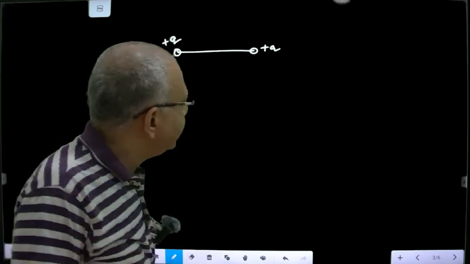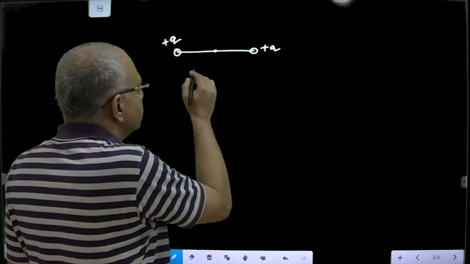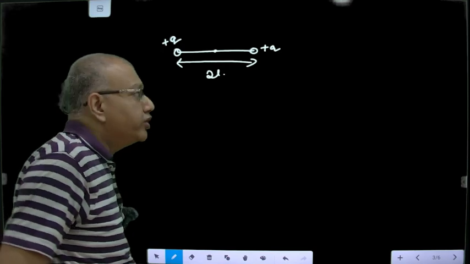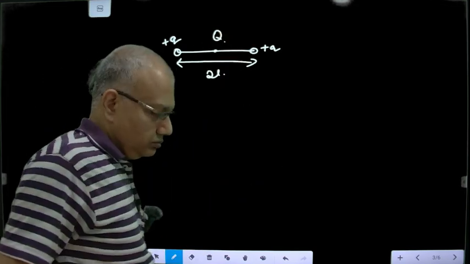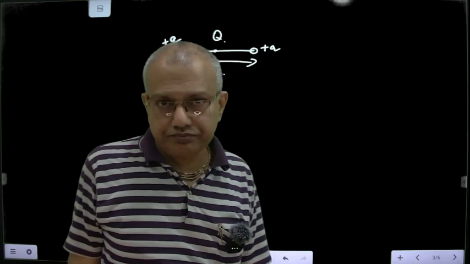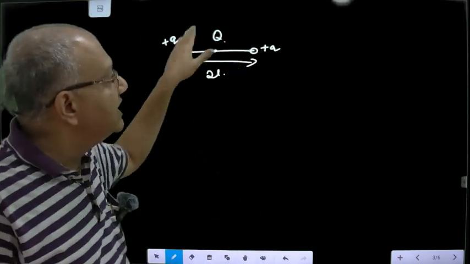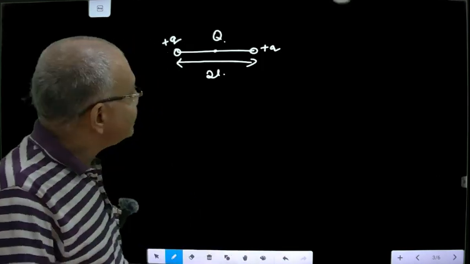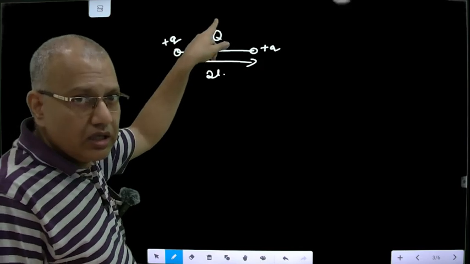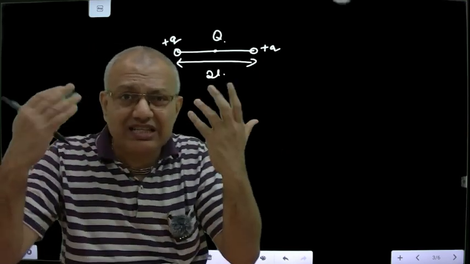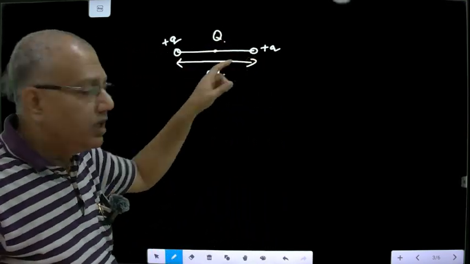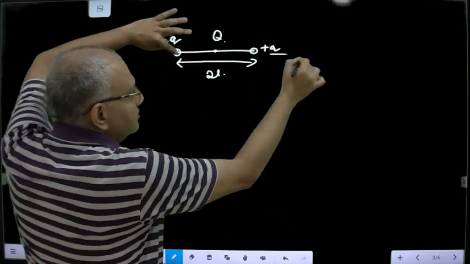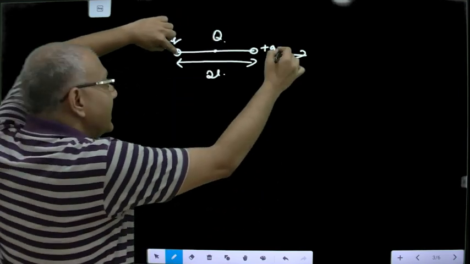So let us think the distance is 2L. At the middle position, we are going to place a charge Q so that the system is going to be in equilibrium. How is it possible? If this charge is positive, just imagine this positive charge. Initially, this positive was repelling this one. So if it is positive, again it will repel.